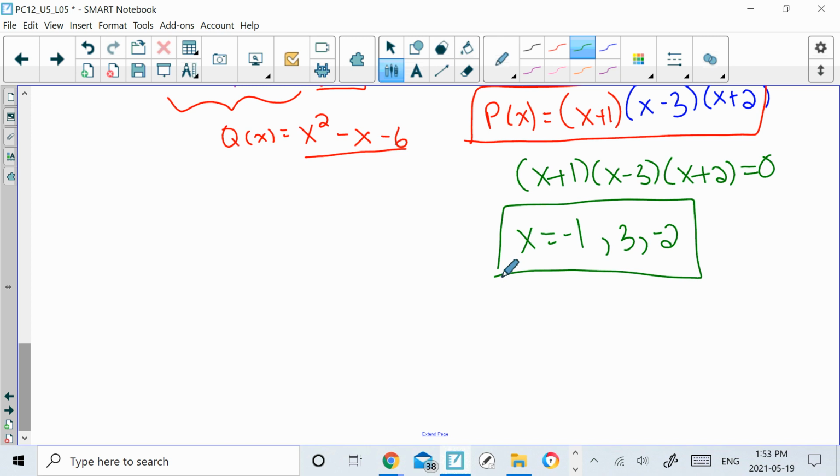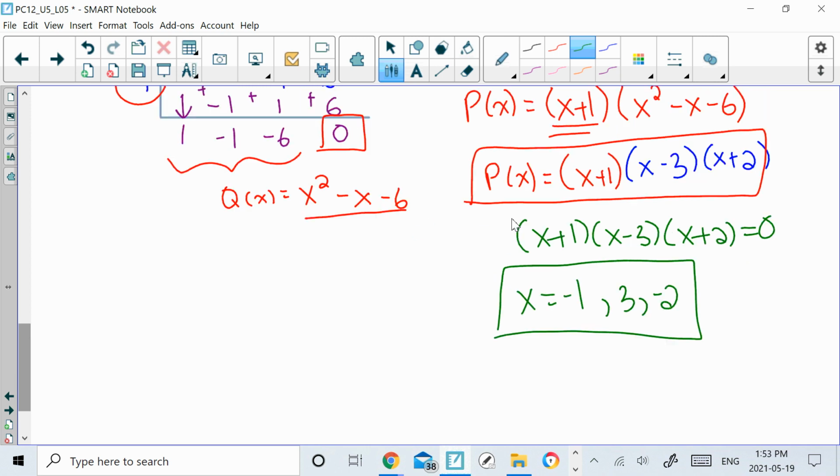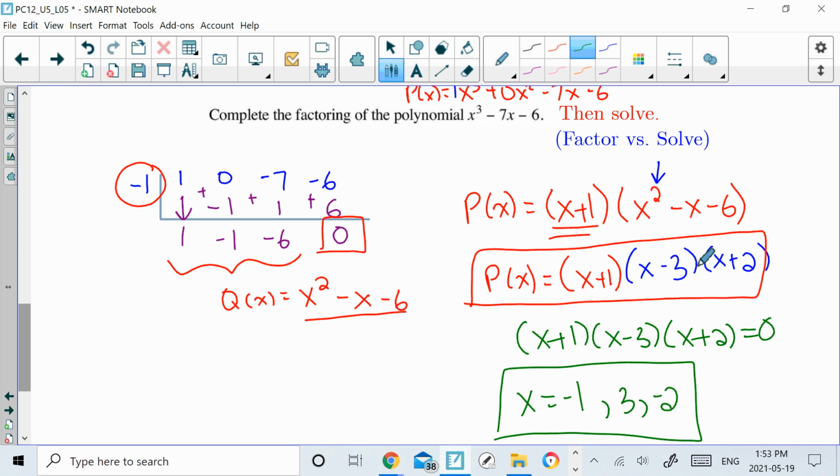So just make sure you're paying attention to what they're asking for in the question, whether they want it written in completely factored form or whether they want you to solve it or both. So let's do one more class example, and then I will give you homework to practice.